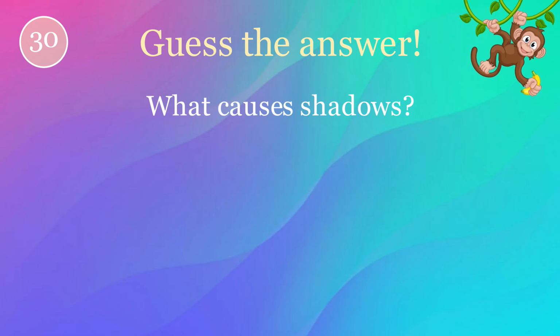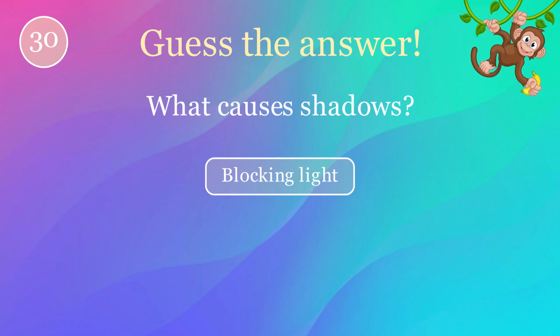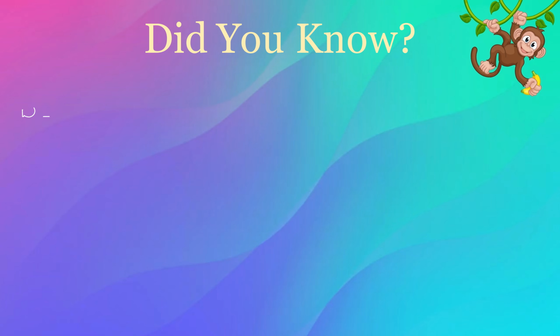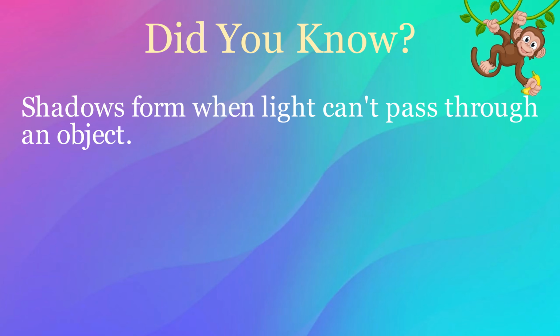What causes shadows? Blocking light. Wind. Making noise. The correct answer is blocking light. Here's an interesting fact: shadows form when light can't pass through an object.